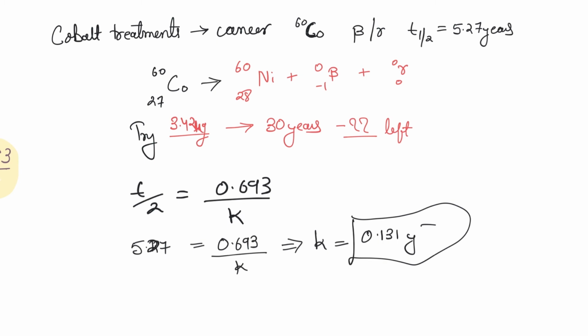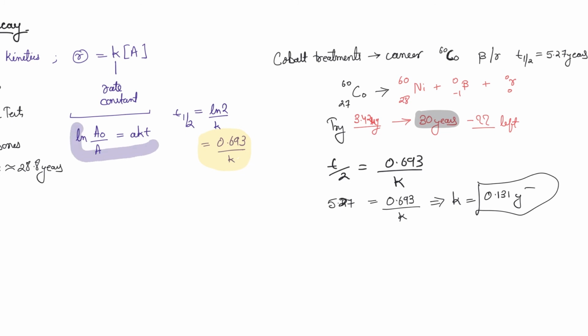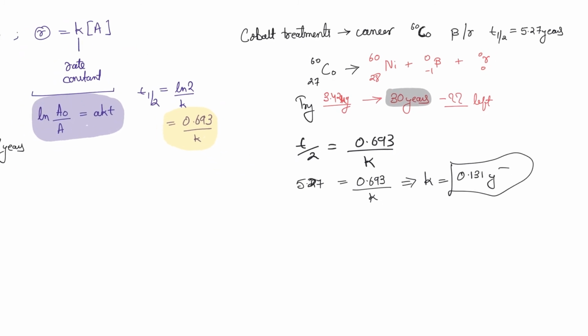Okay, now we use the integrated rate equation, which can tell us the leftover according to time. So ln a naught upon a equals kt. We already have k, we have t to be 30 years, right? a naught is the initial concentration, A is the present concentration, right? And that is 0.131 times 30. Okay, so now we have to do the math.